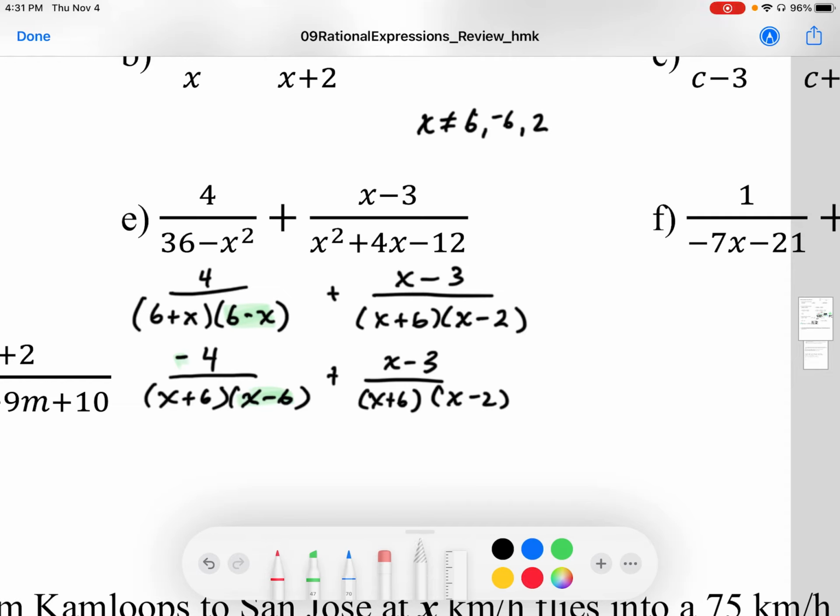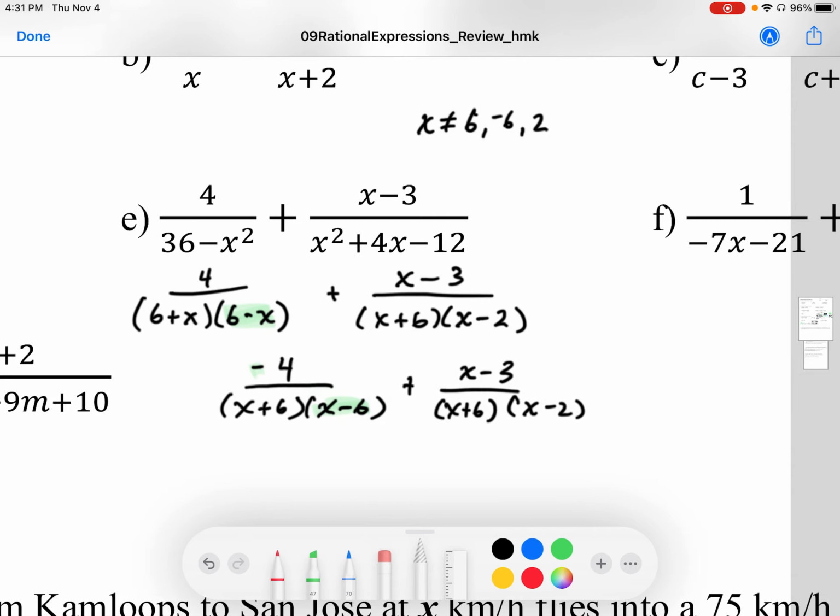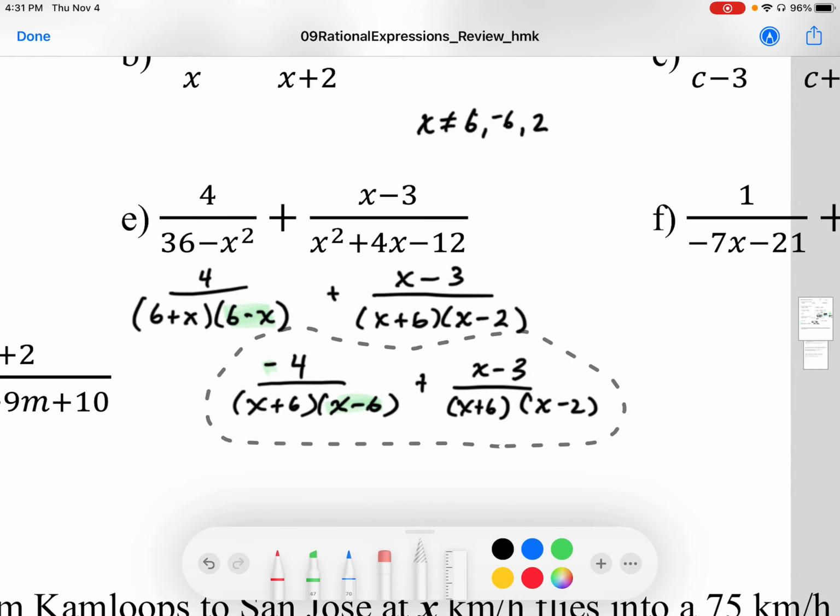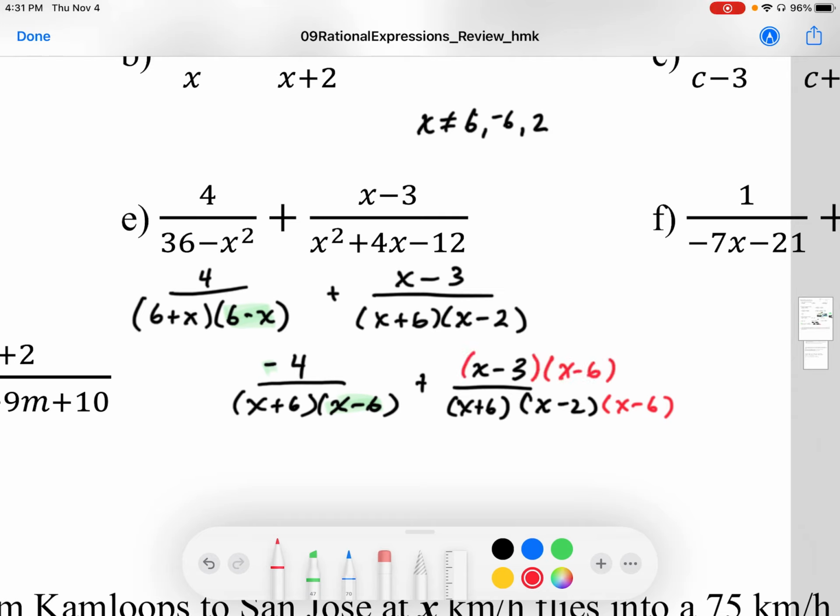So I'm just going to move this over a little bit so I have a little bit more room to work with. Okay, so I'm going to then multiply the top and bottom of the right fraction by x minus 6 because it's missing an x minus 6 factor. Let me make sure I put that in brackets. So I expand those brackets out.